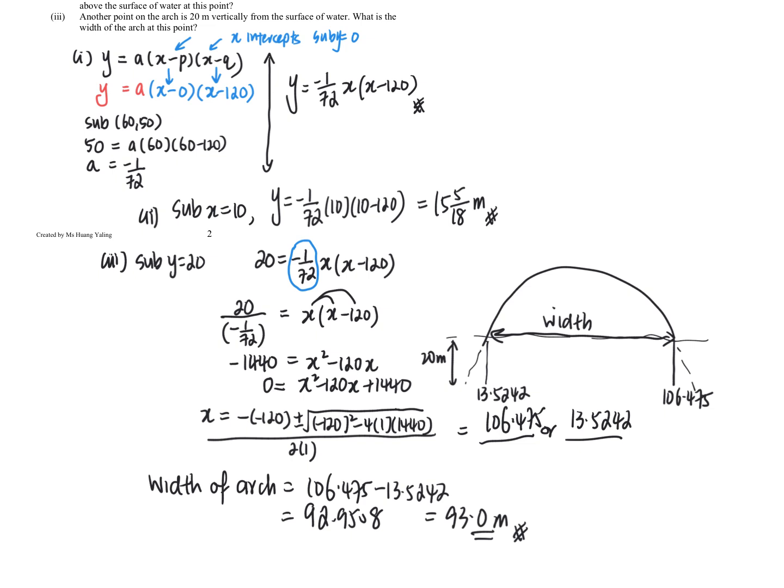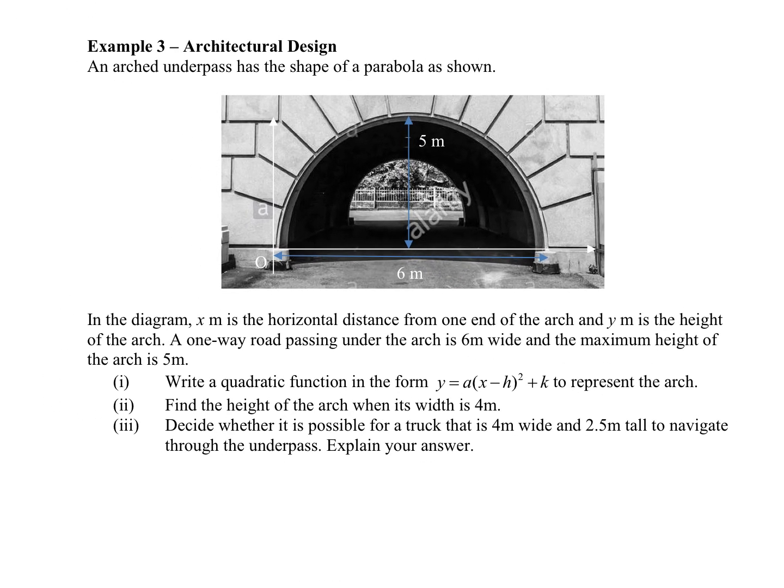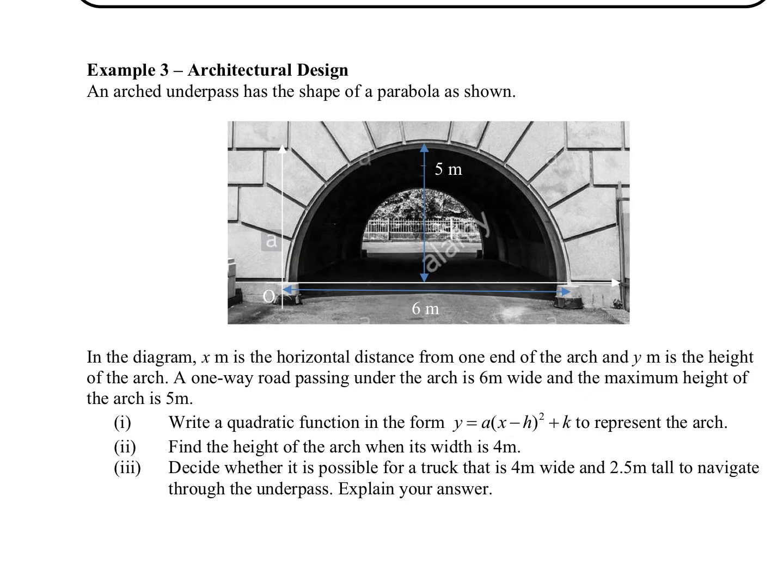Okay, one last question. Let's move. Tunnel. Do we have tunnel in Singapore? We have, right? Okay, you go and look at the tunnel and calculate. Okay, this one. Underpass. Also the shape of a parabola. And then X is the horizontal distance from one end of the arch to the other. Y is the height. And then the maximum height is 5 meters. So they say, can you give me the equation in completed square form? So completed square form, you need the turning point. So what is the turning point here?